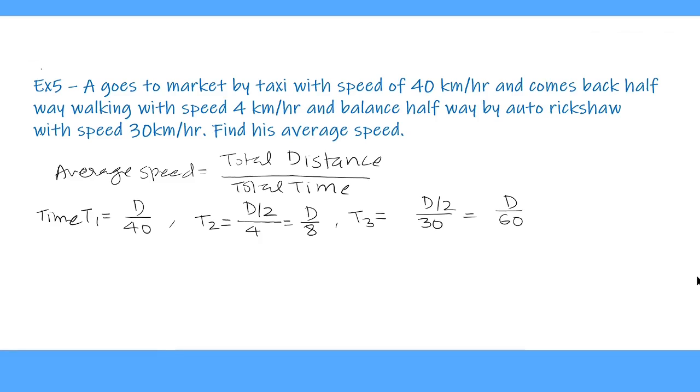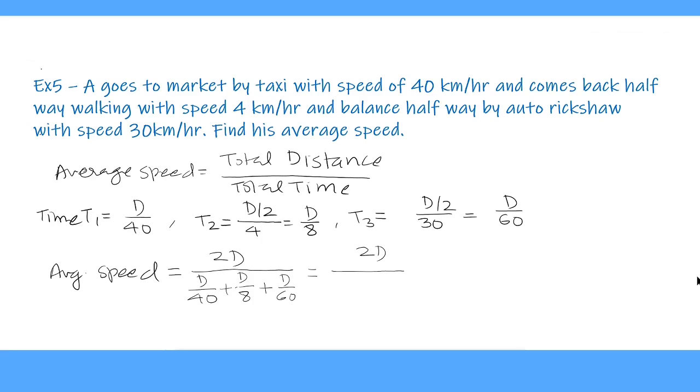Now average speed is total distance upon total time. So for average speed, the total distance is twice d, which is d for going and d for coming. So this is 2d upon total time, which is t1 plus t2 plus t3. So t1 is d upon 40 plus t2 equals d upon 8 plus t3 equals d upon 60. So this is equal to 2d upon the LCM of 40, 8 and 60, which is 120. 40 divides 120 three times. So this is equal to 3d.